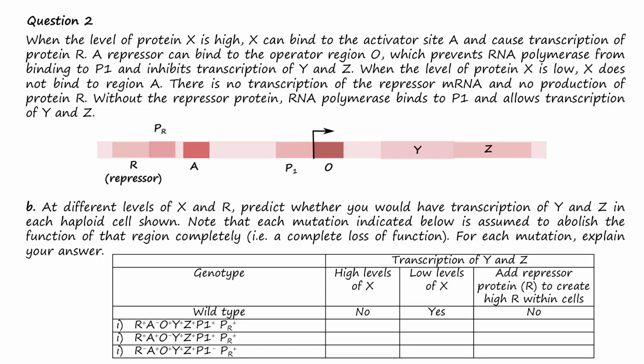B. At different levels of X and R, predict whether you would have transcription of Y and Z in each haploid cell shown. Note that each mutation indicated is assumed to abolish the function of that region completely, that is, complete loss of function. For each mutation, explain your answer.